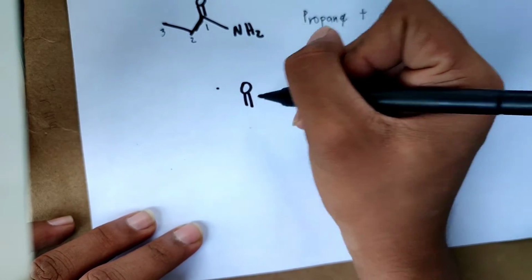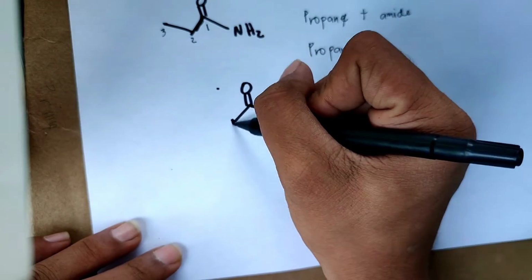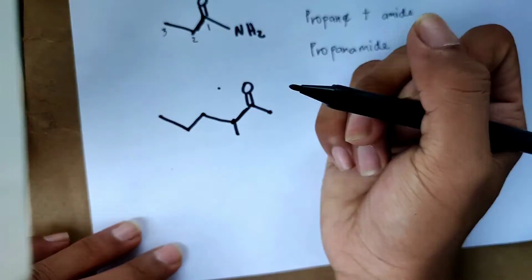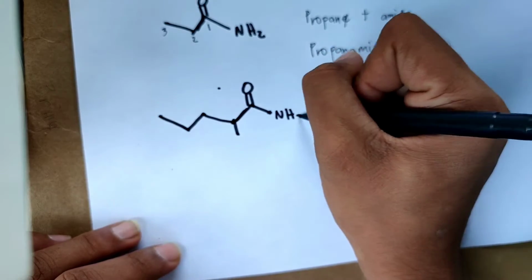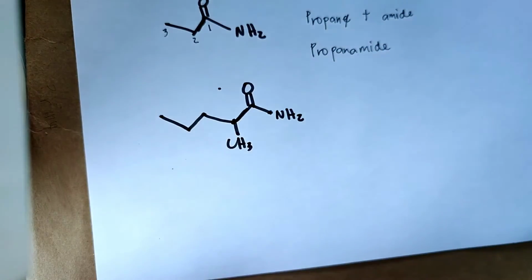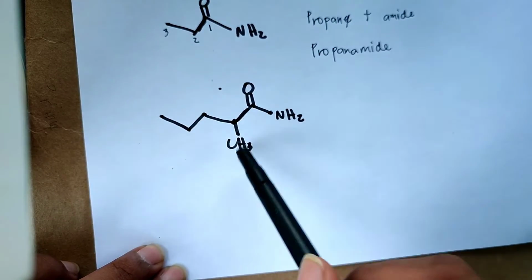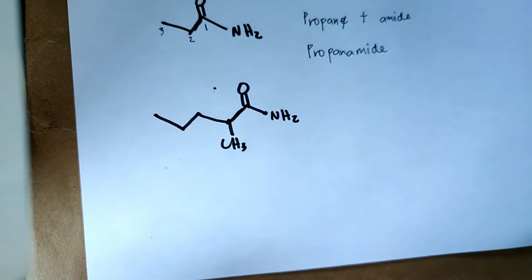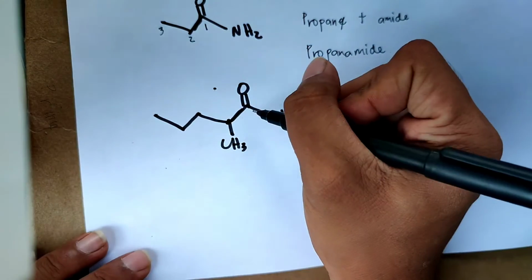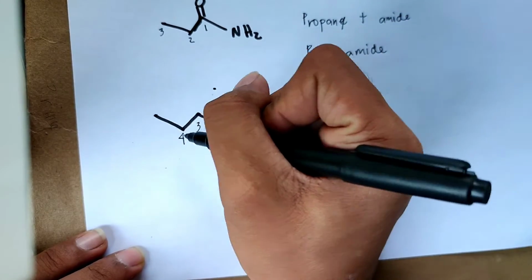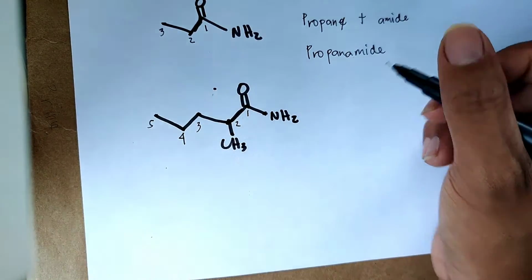So, this third structure. As you have noticed, we now have a methyl group here. How do we name this? The first step is the same: we count the number of carbons. It has 1, 2, 3, 4, 5. So there are 5 carbons.